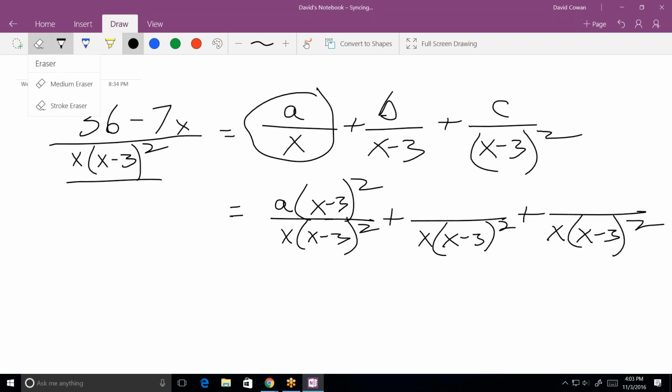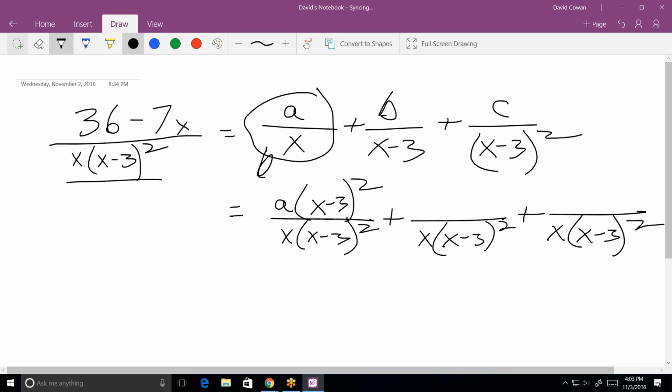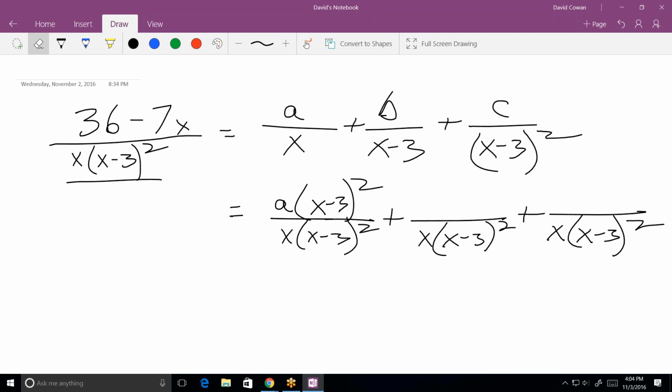So that's why it's important that you see what the common denominator would be if you were adding these three fractions. I almost made a mistake and automatically assumed it was going to be a times that, which it normally would be. If you had three different linear factors, then the common denominator would be the product of all three. So this is a bit of an unusual case.